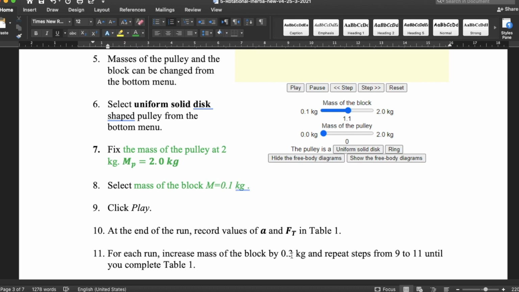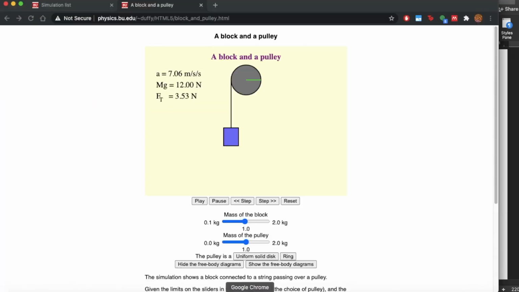Again, this is my data. You will have your own data in the manual. In any case, the mass of the block is 0.1, and the mass of the pulley is 2 kilograms. Now you can read immediately the value of the acceleration and the tension, also the weight, without clicking play. But if you want to see it, this is how it goes.